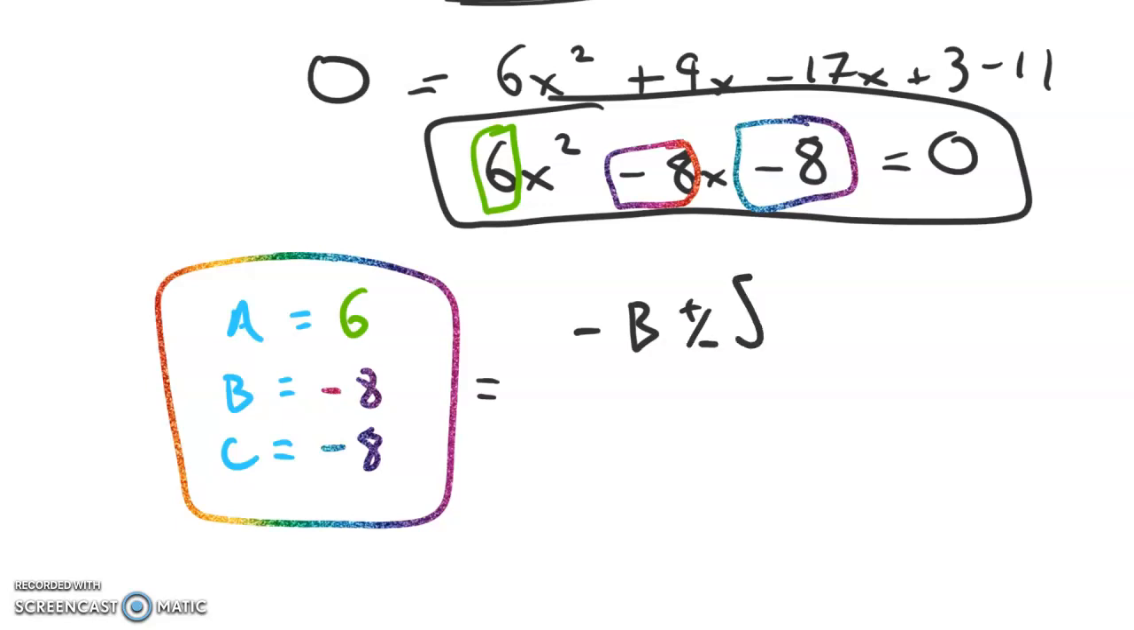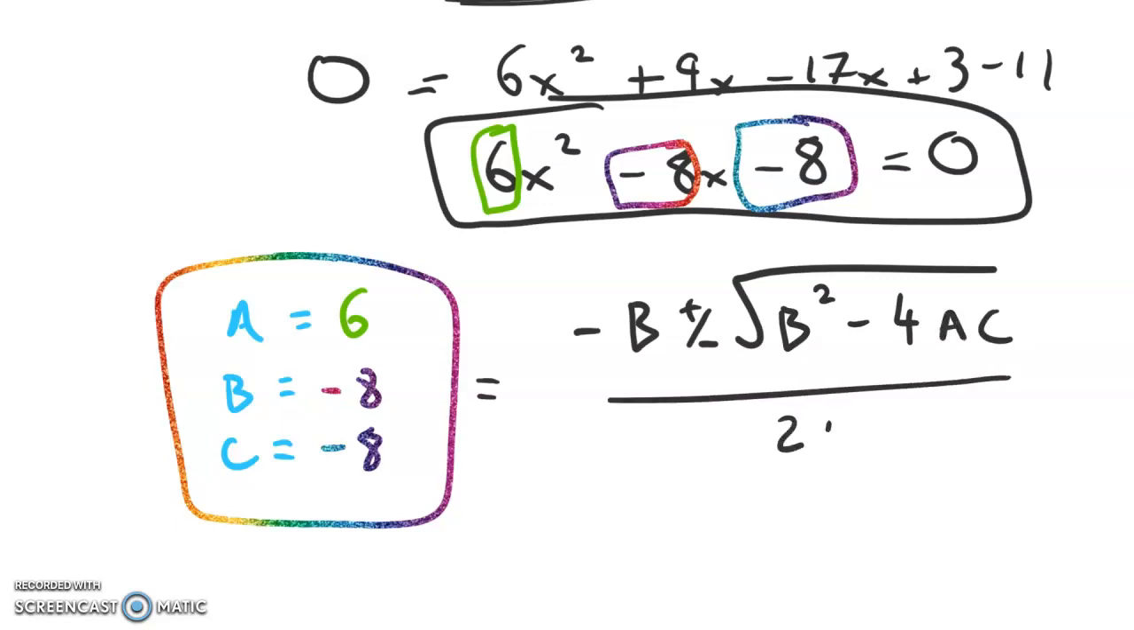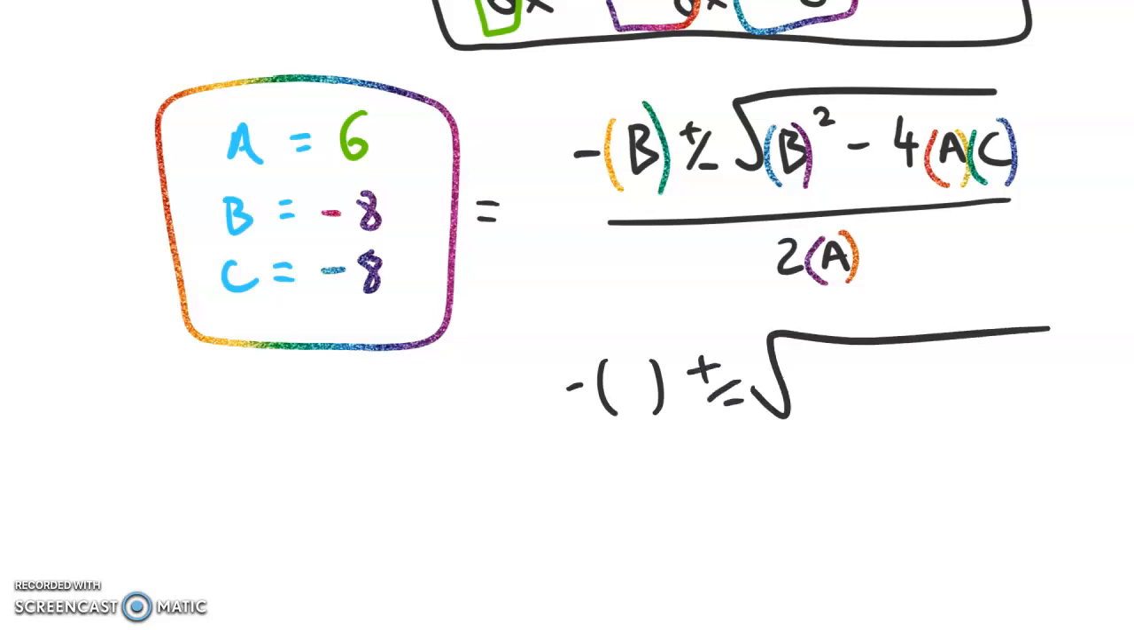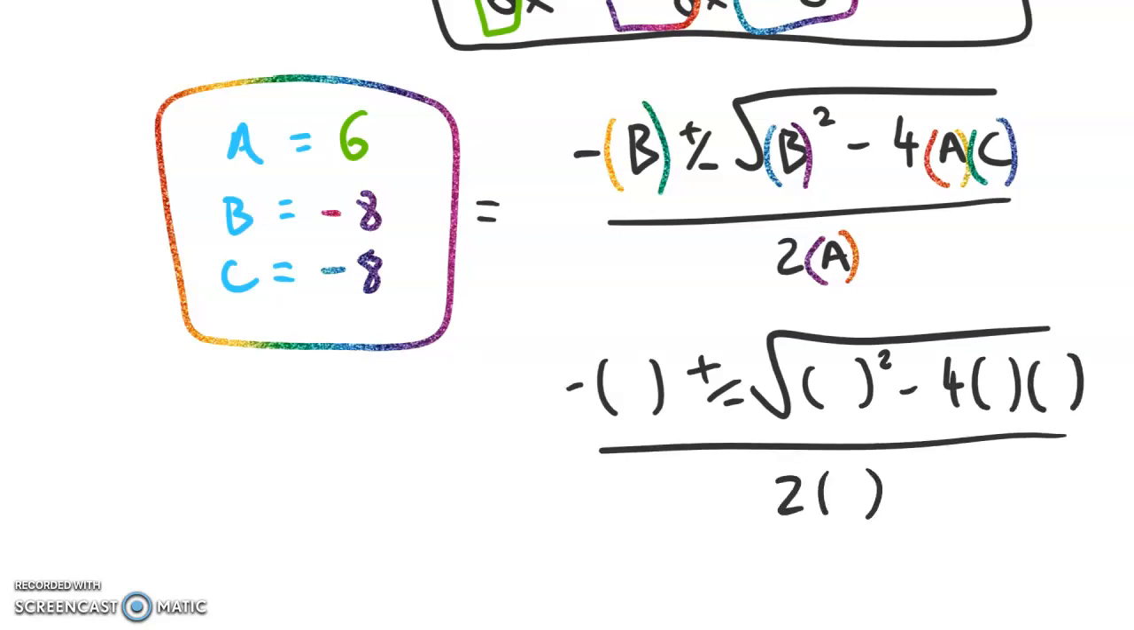So minus b, plus or minus the square root of b squared minus 4ac, all over 2a. I'm going to put little things around. Take the things out of the brackets. Empty brackets. Put the numbers in.